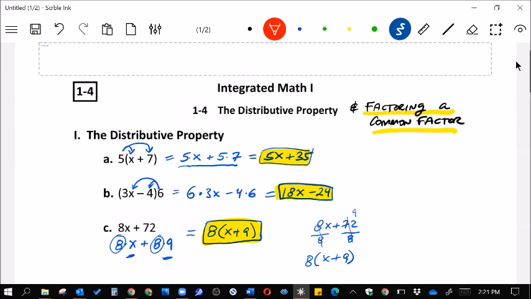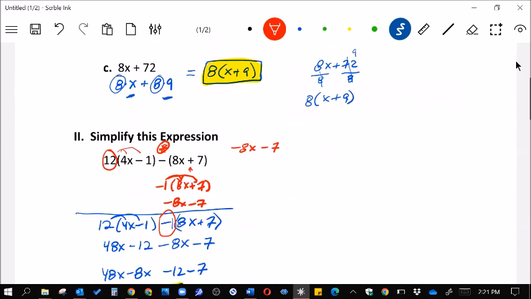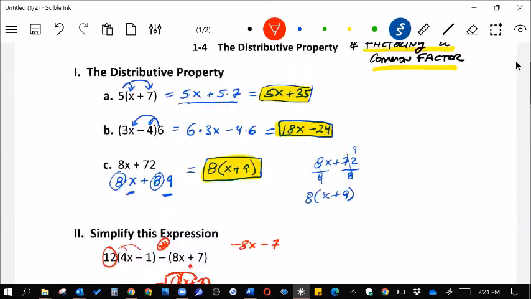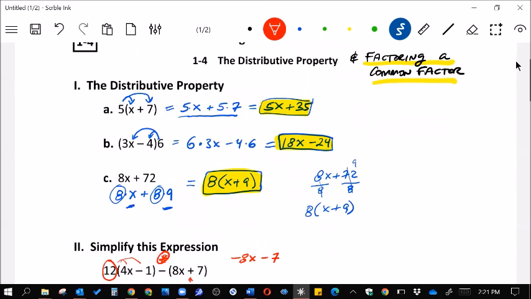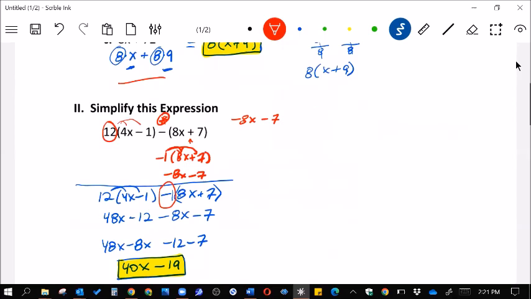So hopefully that helps with a review about the distributive property and thinking about what's really important, what you don't want to make errors on, in terms of what you want to make sure you get correct: that you're multiplying both things, that you're taking out a common factor from both terms, and that you are careful with the negatives.